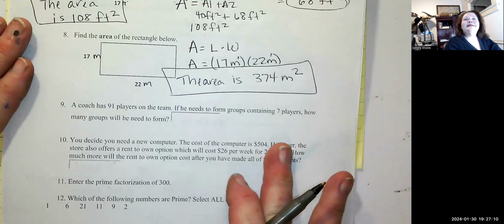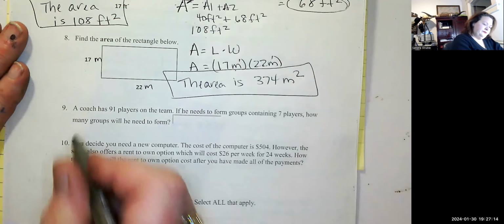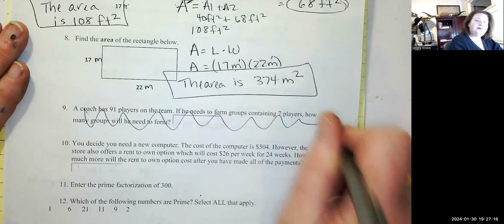All right, a coach has 91 players on the team. We already did this one. Okay, that was easy enough.